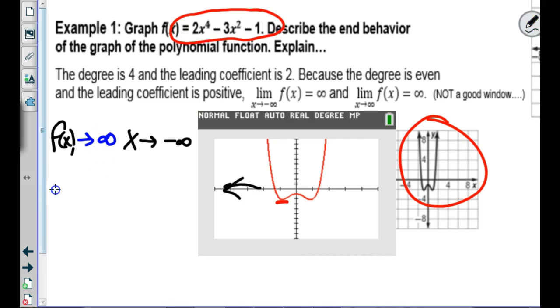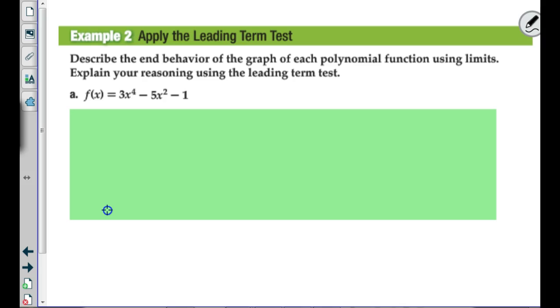All right, and this same function is doing what? How do you want to say the other one? How do you say it's on the right? x is going to positive infinity and y is going to positive infinity. All right, any questions about that one?